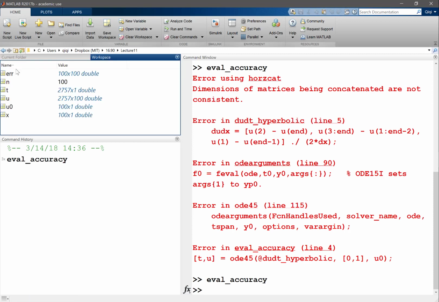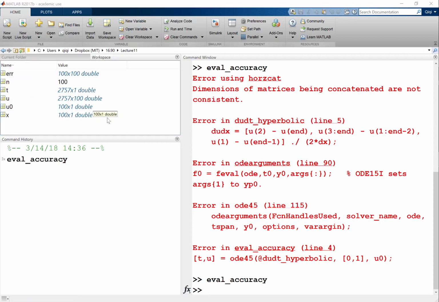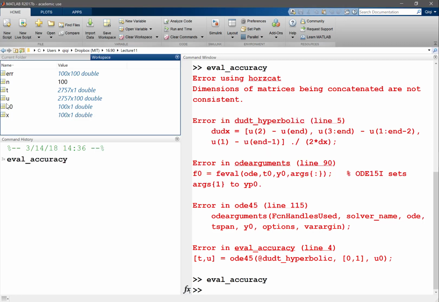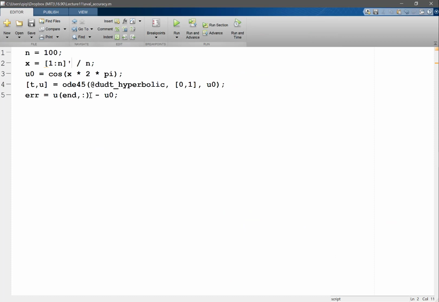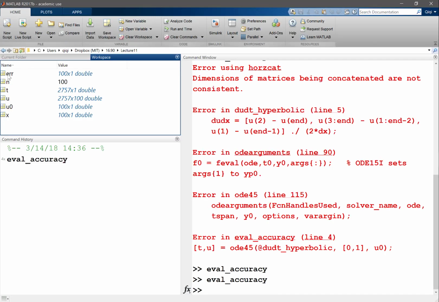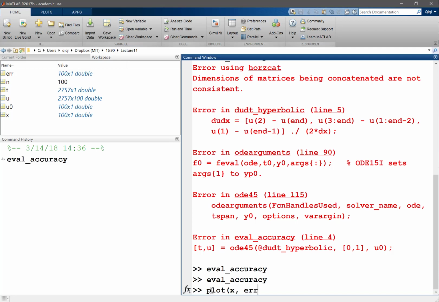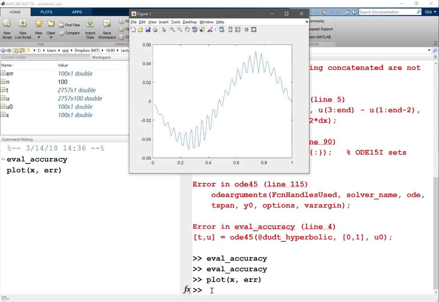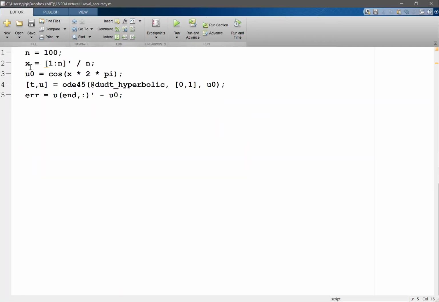So we get in the workspace an error that is actually the wrong shape. Why is that the case? Because my U0 is 100 by 1, my U is this by 100. So when I evaluate my error, I need to transpose it. Okay, so let me run this again. And here I get an error that is 100 by 1. That's good. So let's plot x error. We get something that is not zero, but pretty small. Okay, so that means we solved the equation to an accuracy of something like 5%. The initial condition goes from minus 1 to 1, right? Now let's vary n and see how the error goes down as I increase n.